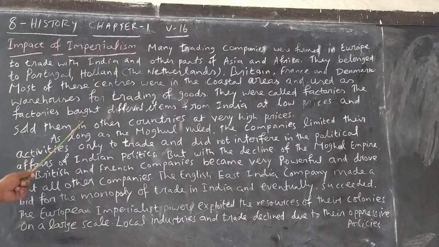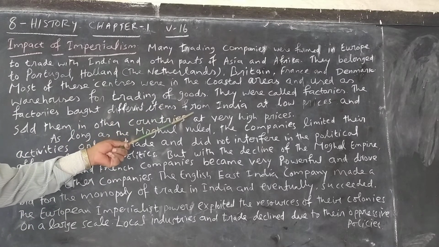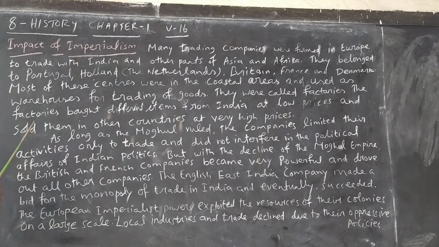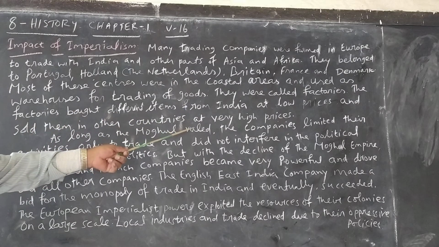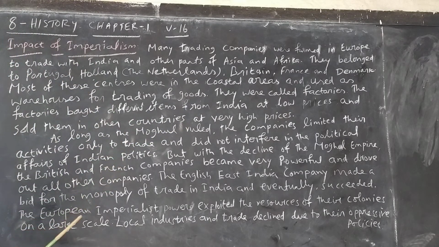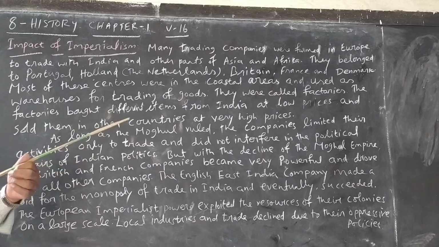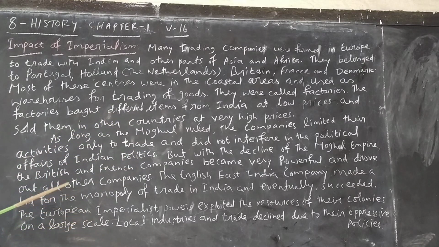The factories bought different items from India at low prices and sold them in other countries at very high prices. Particularly spices like cardamom, pepper, ginger, cinnamon and textiles, cotton, everything. It was much cheaper in India. They purchased them and took them all the way back to their countries and different parts of European countries. They went and sold them. They made a lot of money. It was so lucrative, so profitable.